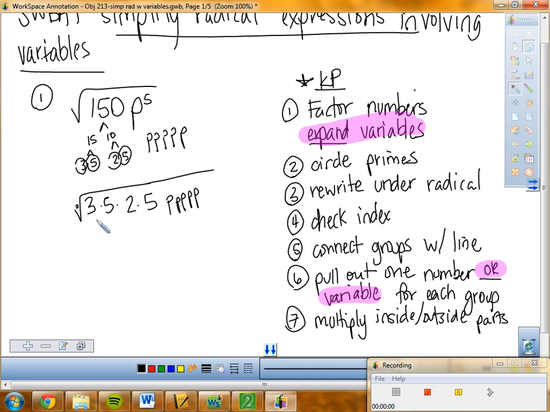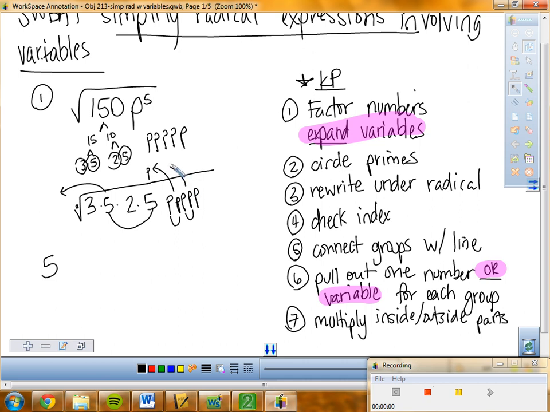So I'm going to be looking for groups of 2. So I see 3 doesn't have any groups. 5, I do have a group, so I connect it with a line. 2 is by itself. And here I have a group of 2 p's, a group of 2 p's, and then this one's just extra. So I want to pull out one number for each group. So I have the group of 5s, so that's going to come out. And now I also want to pull out one variable for each group. So here I have a p is going to come out.